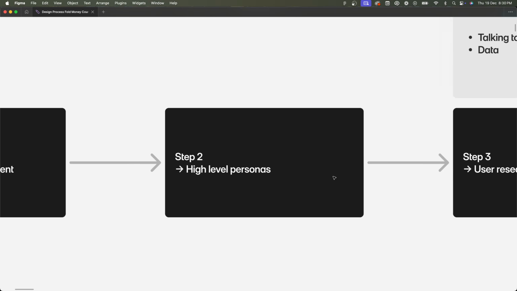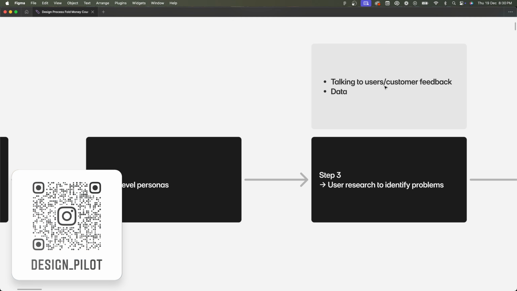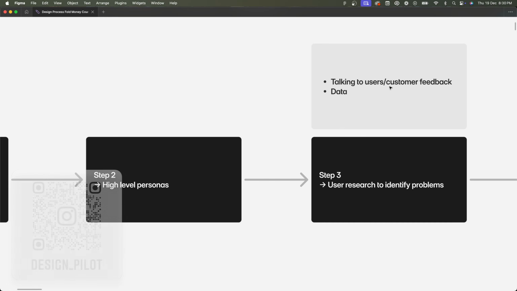So once you have personas, you then go ahead and you try to do user research to identify problems that these high level personas have, right? So at this point, you don't really have a super high clarity on who exactly these personas are. You are very high level, right? And to do user research, there are two ways. Either you talk to users or you get customer feedback. All right. And most of the time it is through customer feedback. Talking to users is not something all designers do all the time for every project.